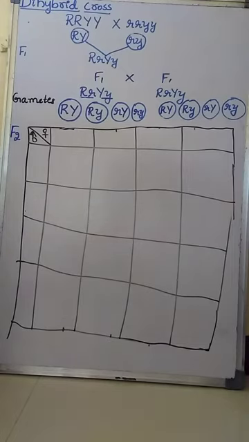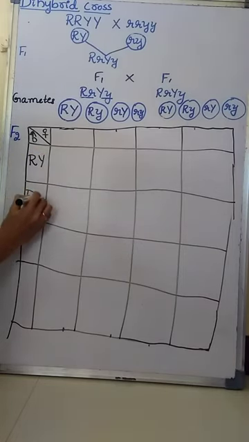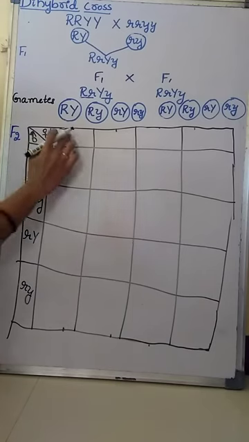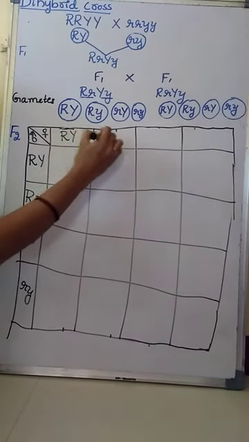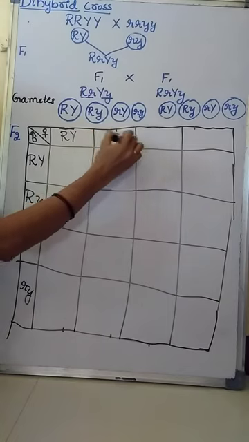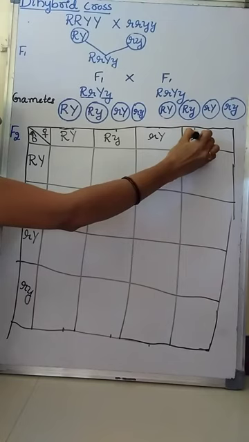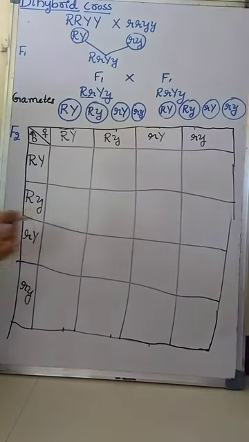Now we have to write the gametes here. Capital R, capital Y, capital R, small y, small r, capital Y, then small r, small y. Here we have to take the female gametes. That is also the same: capital R, capital Y, capital R, small y, then small r, capital Y, then small r, small y. So like this, 4 different types of gametes are produced.